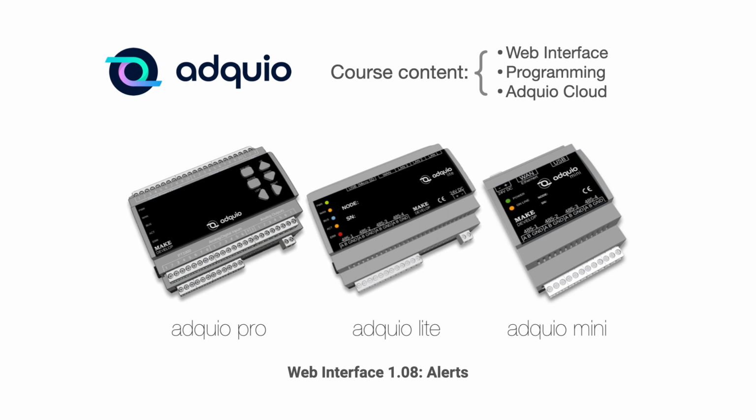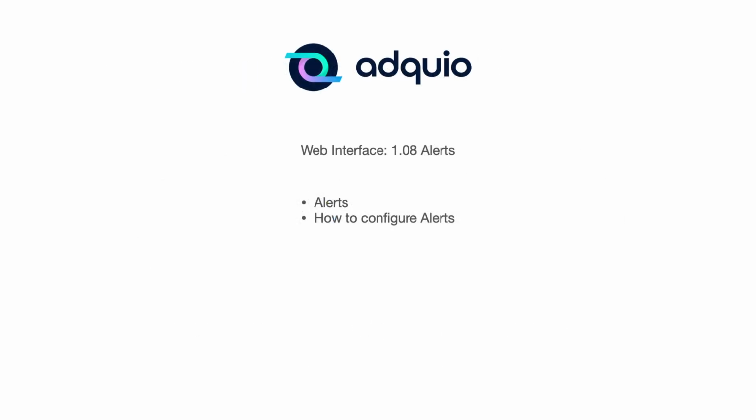Welcome to Chapter 8 of the Adquio web interface. On this occasion, we are going to see the alerts. For this, we are going to divide this chapter into two parts. We are going to talk about alerts, their types, and how to interpret them. And we will see how to configure automatic alerts.